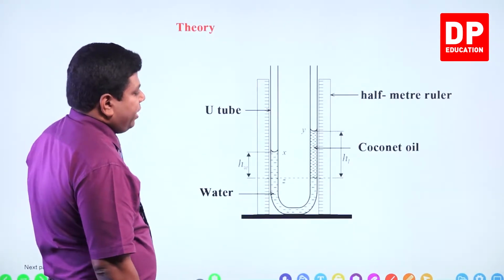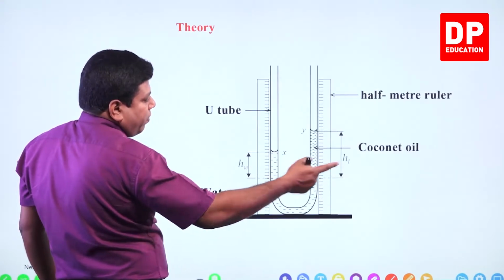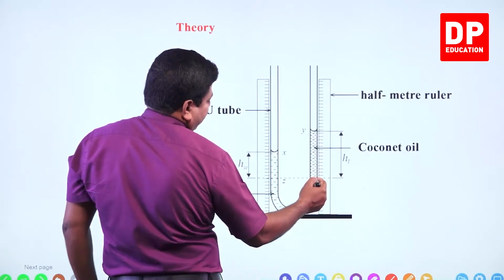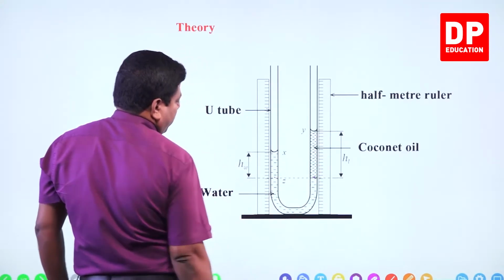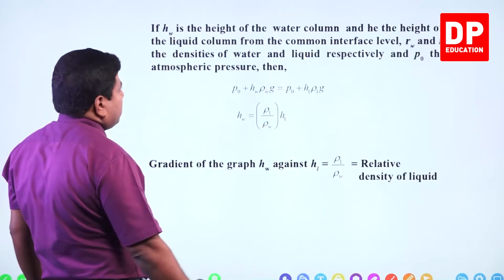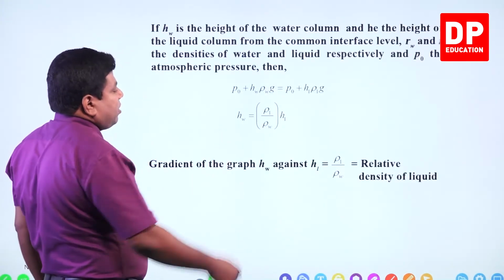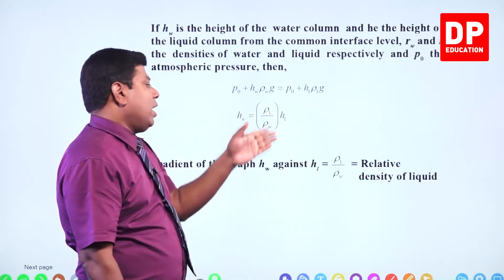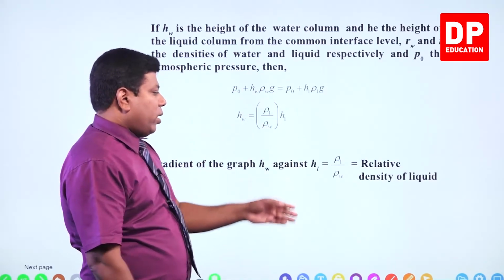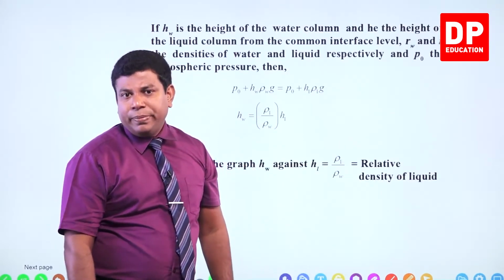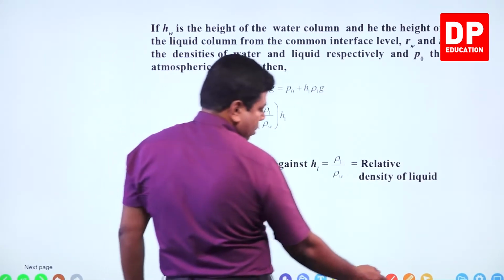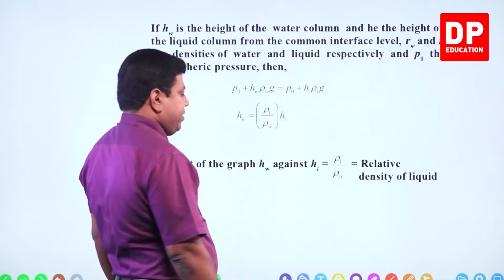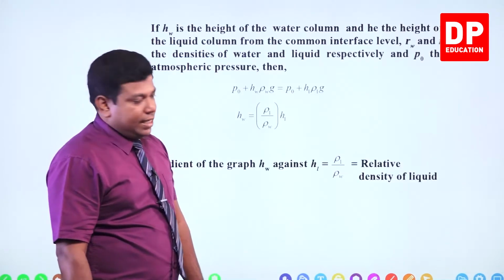Theory I already have explained to you, HW, HL, then you balance the pressure at the common interface. Now, this is what you call the oil-water common interface. So, at that horizontal level you balance the pressures. We get the same formula, HW equals rho L over rho W times HL. I use rho oil, they call it rho L. Rho L over rho W is what you call the relative density of liquid. So, the gradient of the graph will give you the relative density.